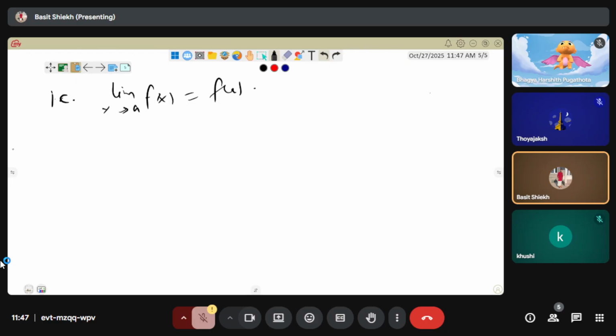Removable discontinuity can be further divided into two types, one is missing point discontinuity and one is isolated point discontinuity.